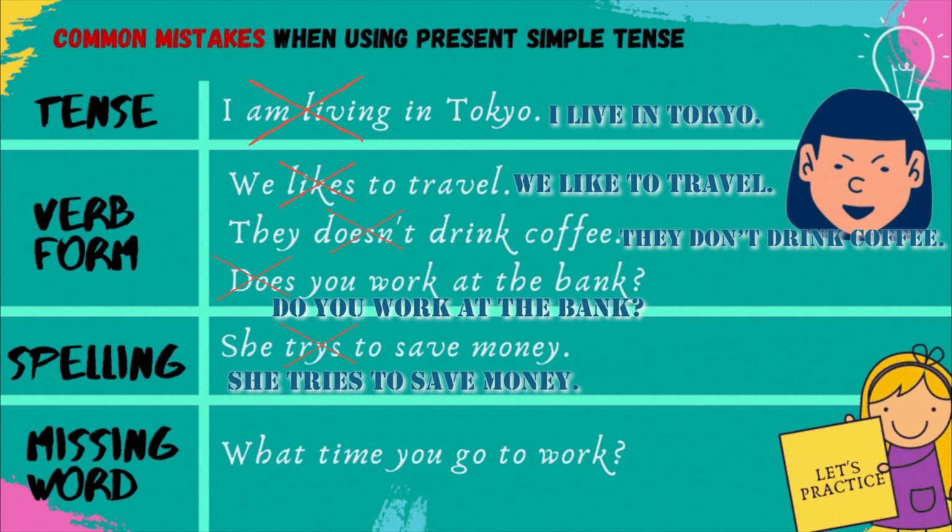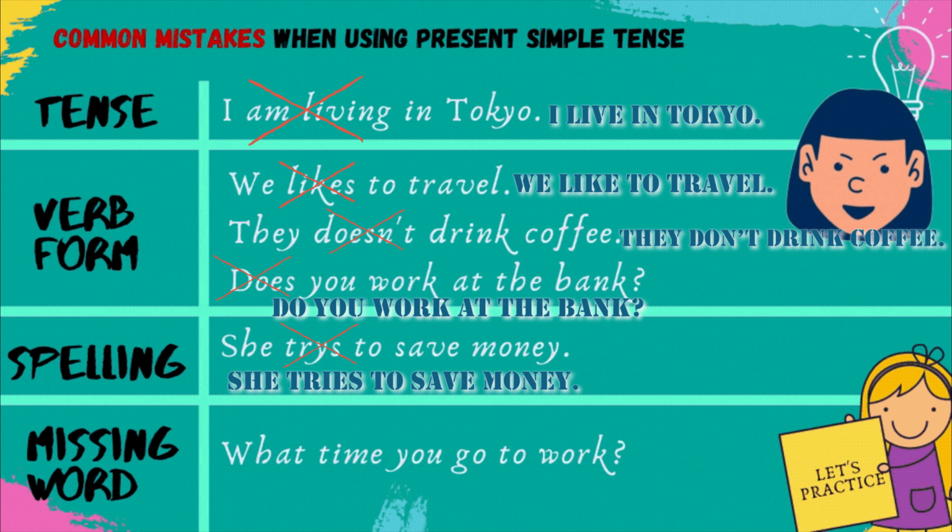She tries. Next, sometimes an entire word is missing. So let's look at this one. This is a question. What time you go to work? It almost sounds right, but it's not. It's grammatically wrong in English. Can you understand it? Yes, I can understand it. You can understand it, but it's still wrong. So how do we correct it?